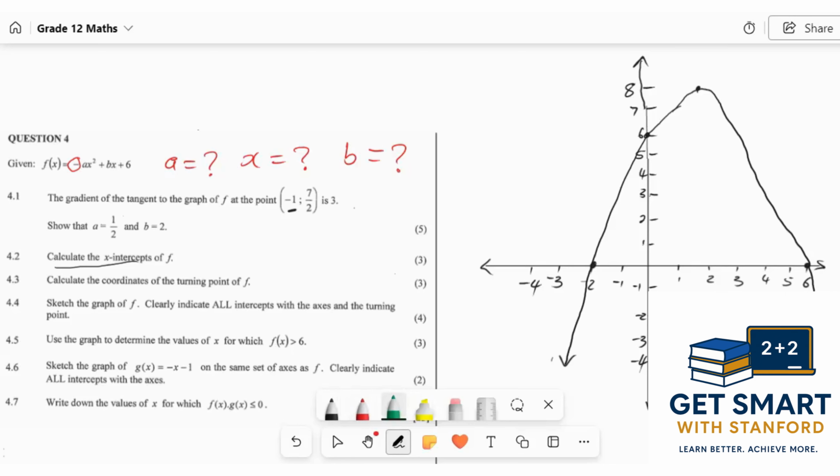And here at the turning point, we've got 2 and 8. Here we've got 0 and 6. Here we've got -2 and 0. And this is 6 and 0. There we go. That's all you need to do.